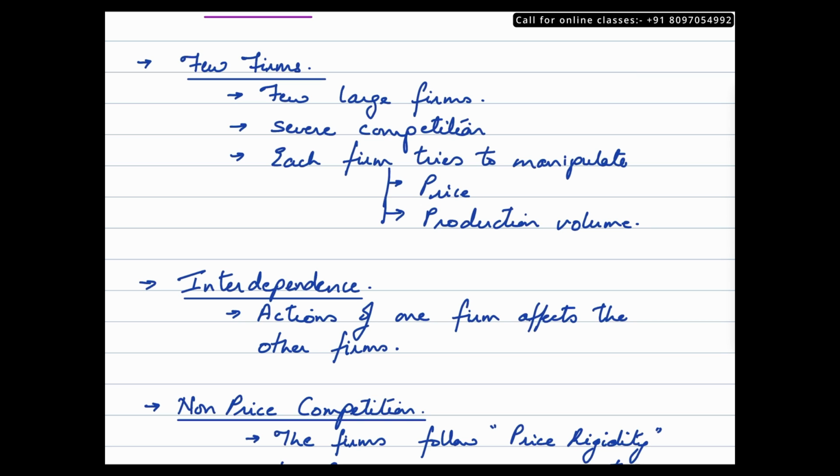Okay. The second feature is interdependence, which means that actions of one firm would affect the other firms. So for example, if one firm is reducing its price, the other firm's sales might get impacted, and that's what we mean by other firms might get impacted. And if that is the case, then the other firm would retaliate.